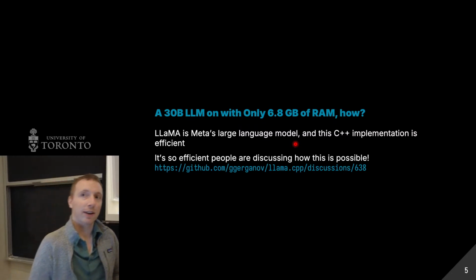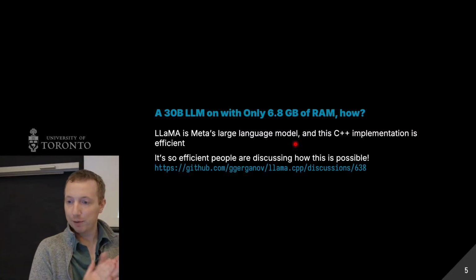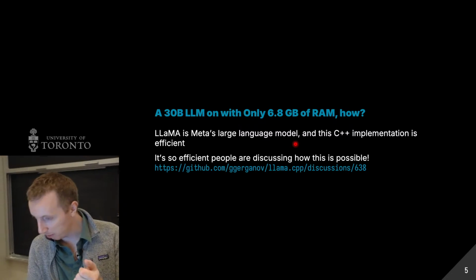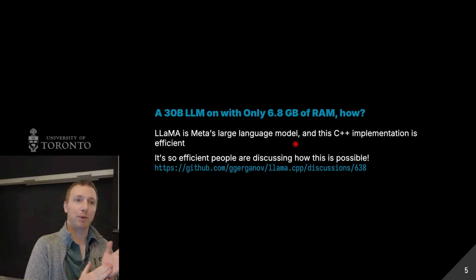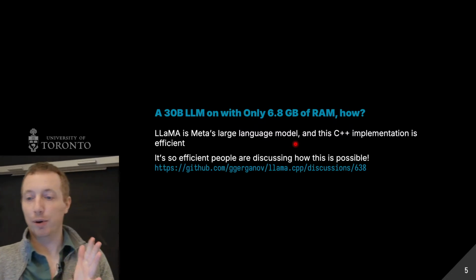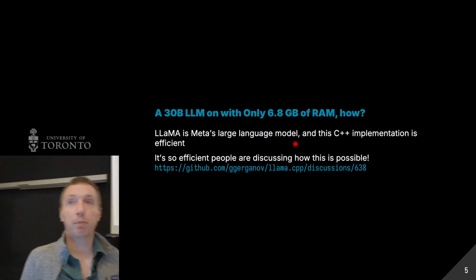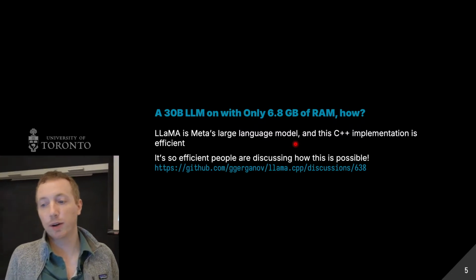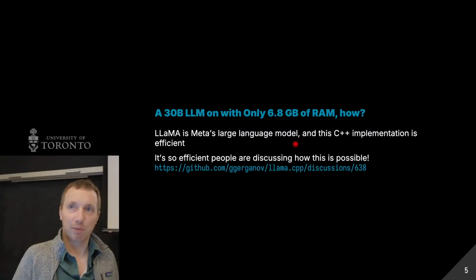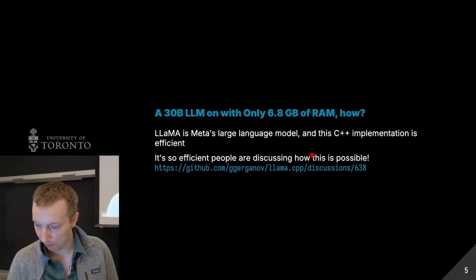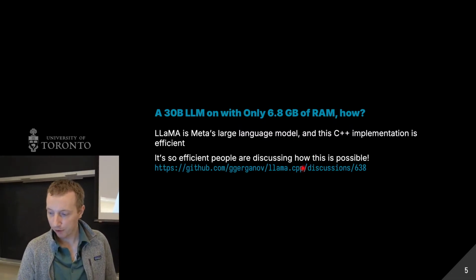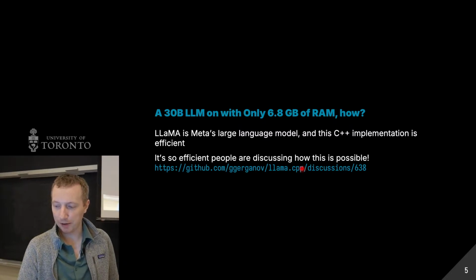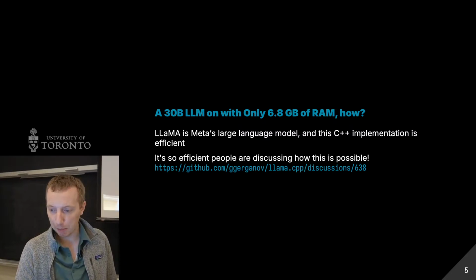All right, so next, let's detour back to virtual memory and I will show you some magic. So LLMs, cool thing, right? If you have a 30 billion parameter LLM model and you try and run it with this C++ implementation, it's very efficient. So efficient that people wondered how this magic was happening.